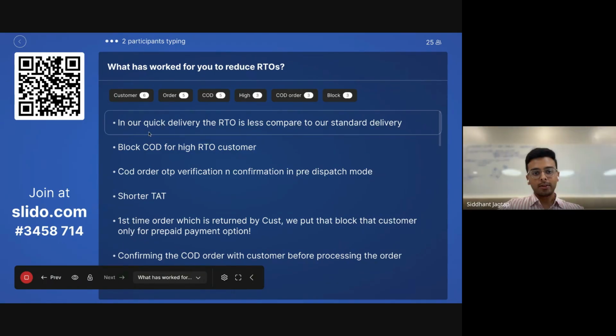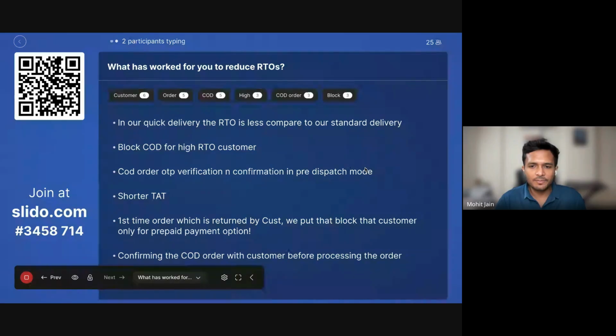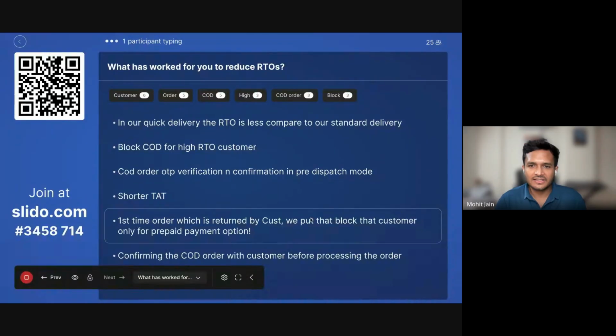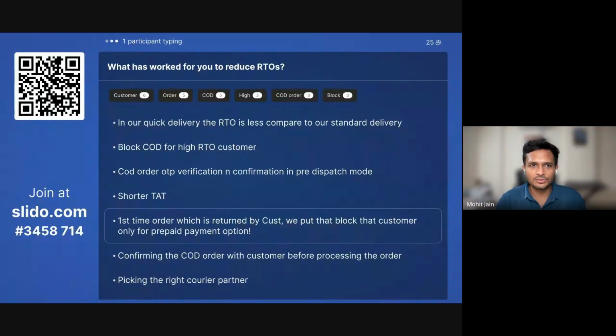Agreed. I think all big brands are moving to same-day or next-day delivery, and I think it will become a norm soon enough.